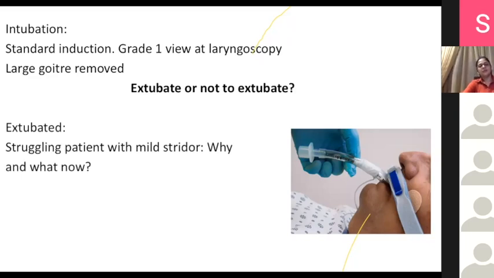Patient is struggling with mild stridor. What do you do now? What's next? Any thoughts? Anyone wants to unmute and answer? I know it's a large crowd to actually ask questions, but this is just a thought-provoking thing.